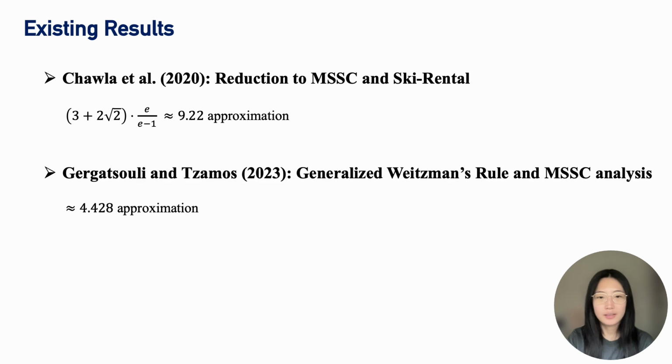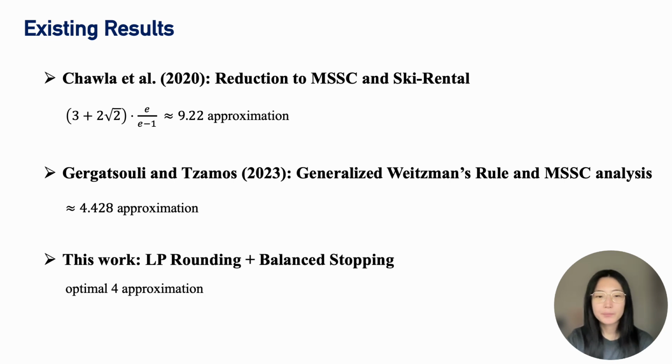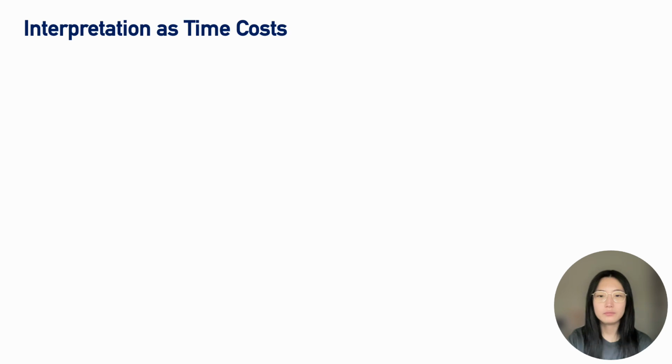Gergatsouli and Tzamos later improved the ratio to 4.428 by generalizing Weitzman's rule and using an analysis quite similar to min-sum set cover. And in this work, we gave an optimal 4 approximation through LP rounding and a stopping algorithm that we called balance stopping.